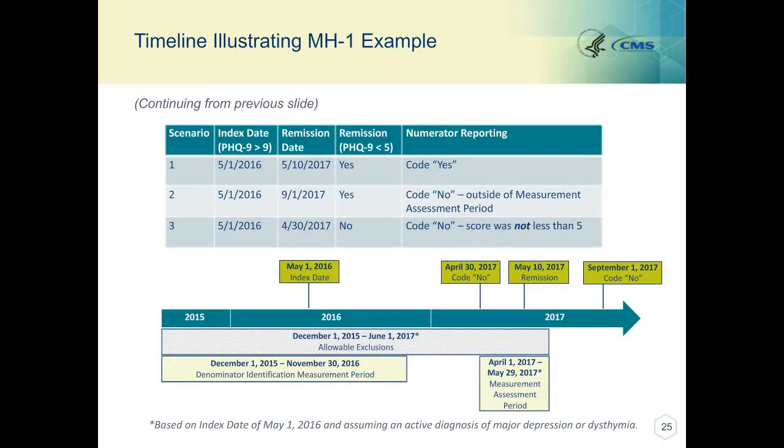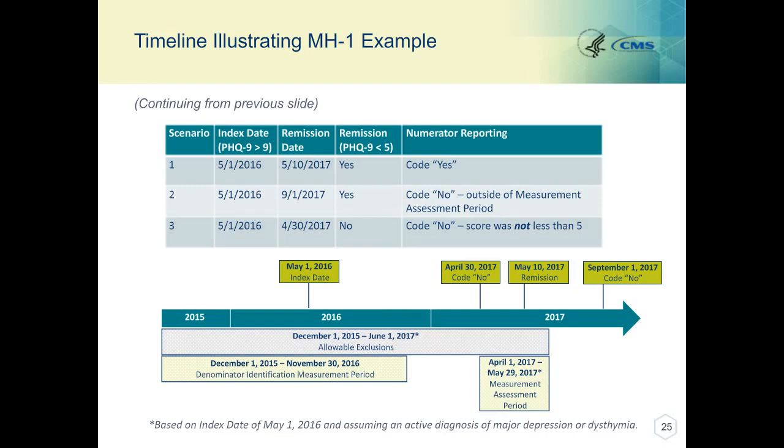And on slide 25, we have a couple of scenarios that we can walk through. Scenario 1, we have an index date, PHQ-9 greater than 9, on May 1st of 2016. We have a remission date of 5/10/2017, where the remission PHQ-9 score was less than 5. In this case, the numerator reporting would be, yes, the patient has achieved remission.